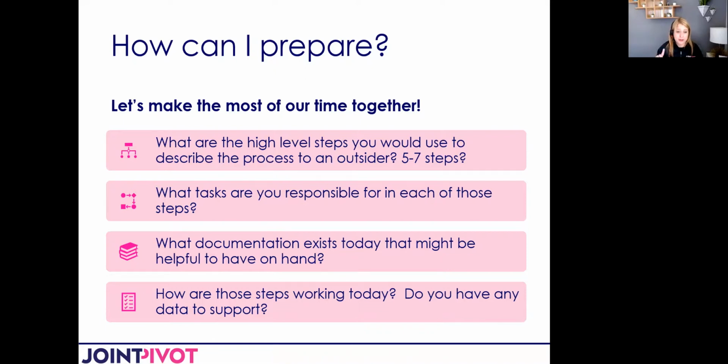The second part of this then is to think about what tasks you happen to be responsible for in each one of those steps. So we've got those 5 to 7 key business processes. What are the big things that you do underneath each one of those that provide value into the process, that would very high level describe what it is that you are doing?